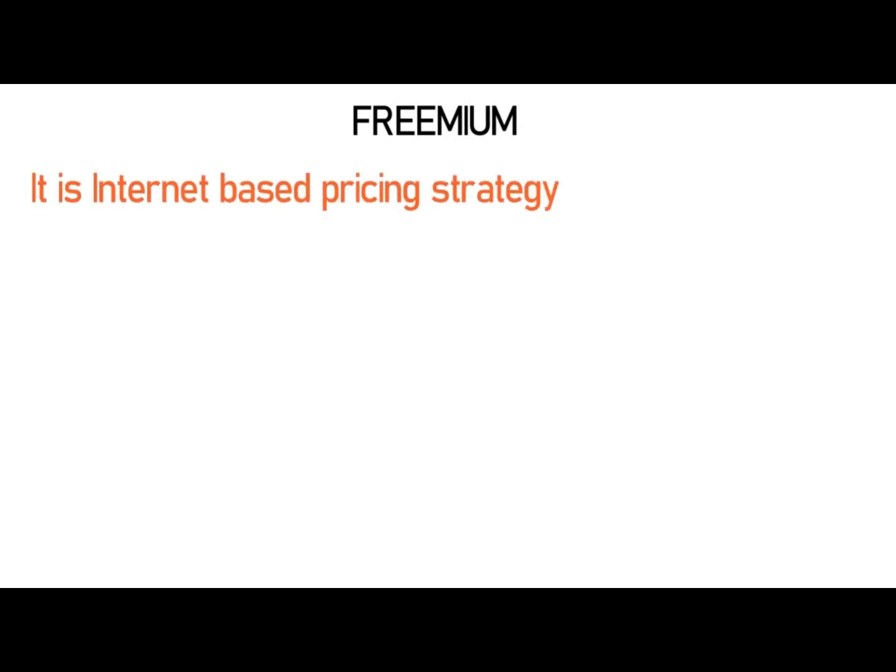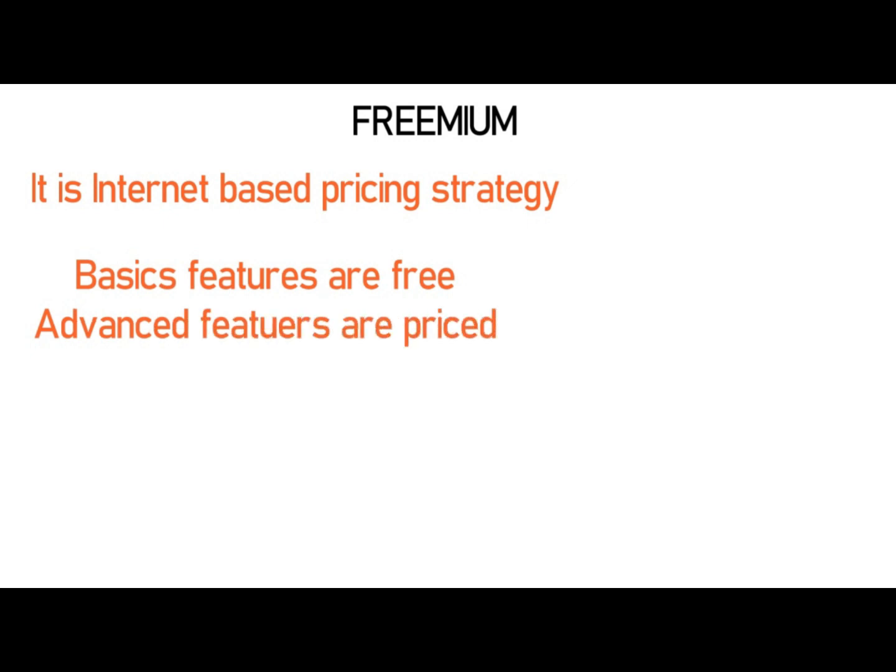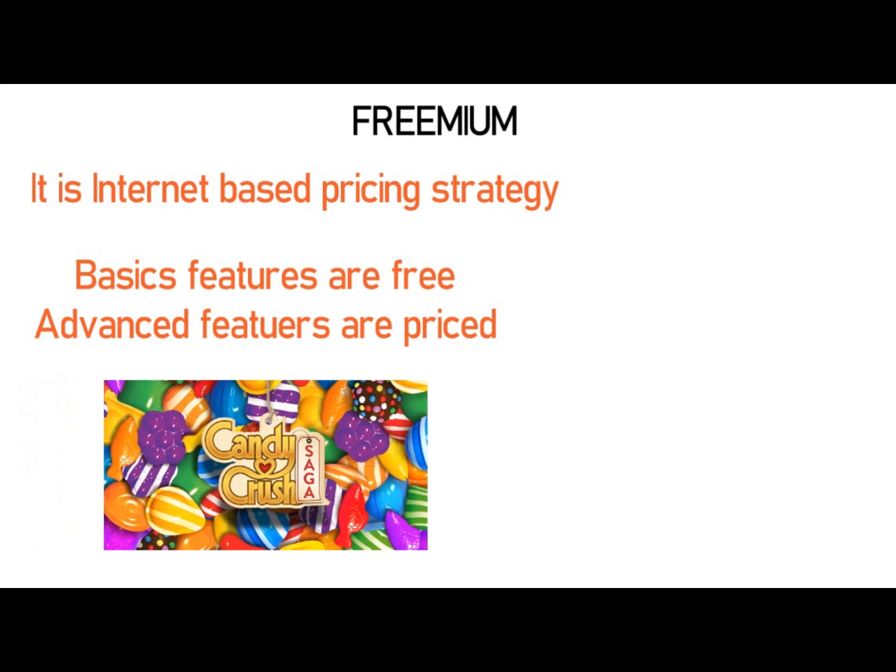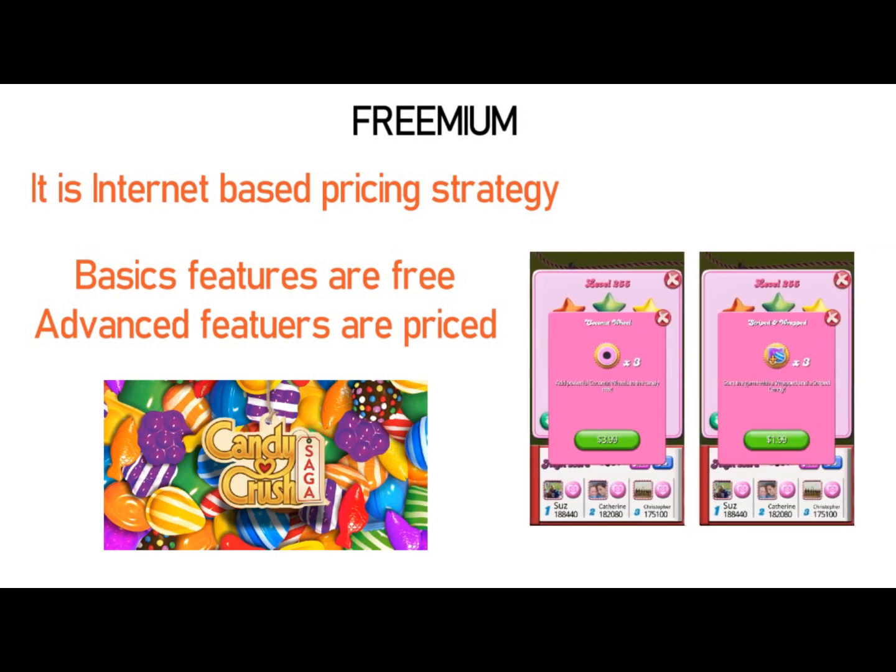The seventh type of pricing strategy is called as freemium. Freemium is an internet-based pricing strategy where the basic services are provided free of cost, but to use premium features, we have to pay the price. The classic example for freemium strategy is Candy Crush Saga. Candy Crush is the good example for freemium strategy where the game is provided free of cost, but we have to pay the price if we want to have more lives in the play.